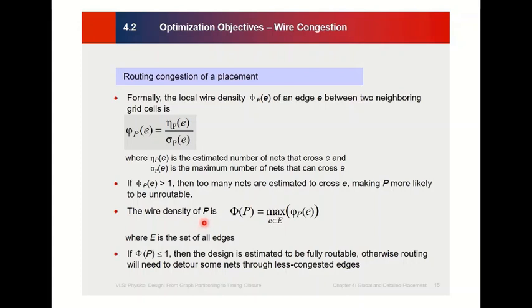The wire density, capital P, is the maximum among the wire densities. So we have many edges. The one that has the largest among the edges, that is the limit. So we call it wire density P. What it indicates is if wire density P is less than 1, most likely all the wires will be successfully routed.